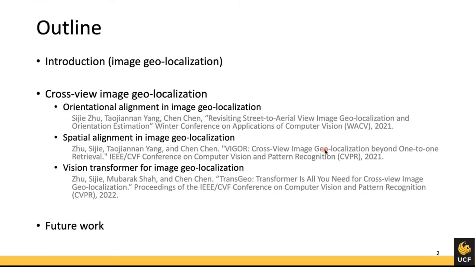So here's the outline of the talk. First, we'll give a brief introduction of the topic, image geolocalization. Then I will focus on three of our recent papers on cross-view image geolocalization. Then finally, I will give some of the future directions on this topic.